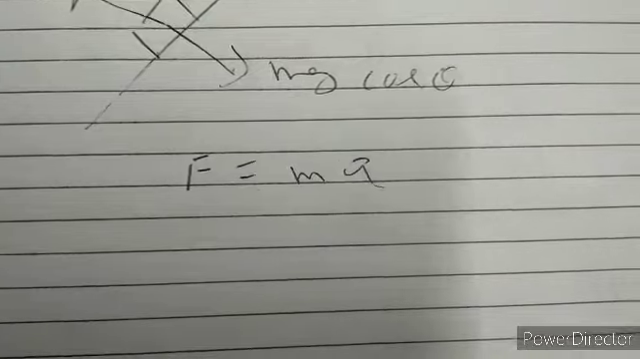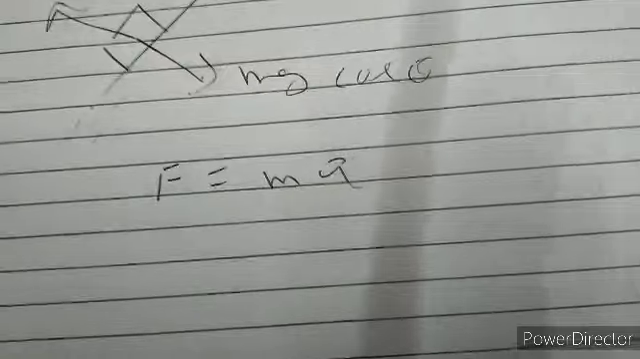Now what we have to use everywhere is F equals ma. This is Newton's second law of motion. What is F equals ma? F is the algebraic sum of all the forces acting there, a is the acceleration of the body and m is the mass. Clear? F is the algebraic sum of all the forces acting there.